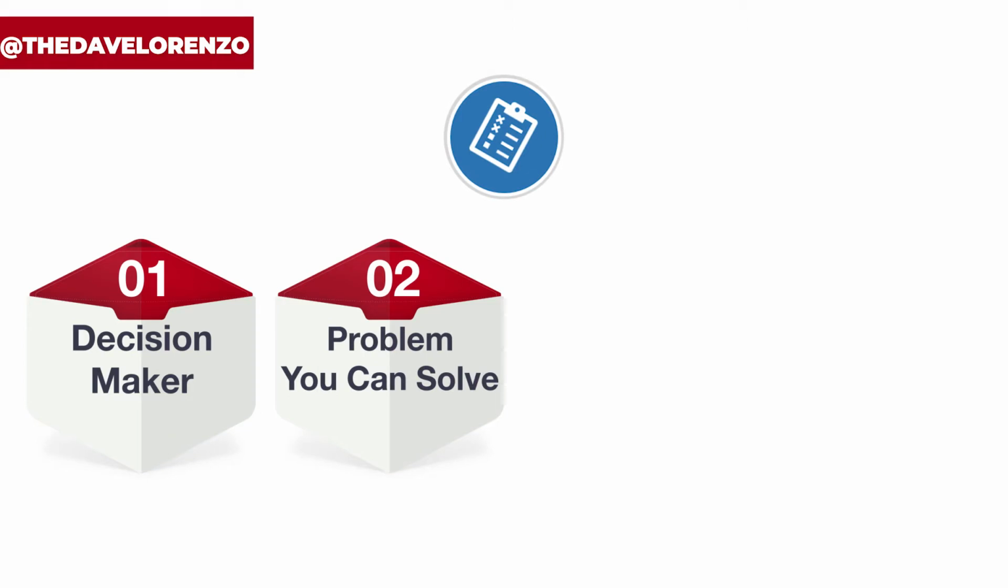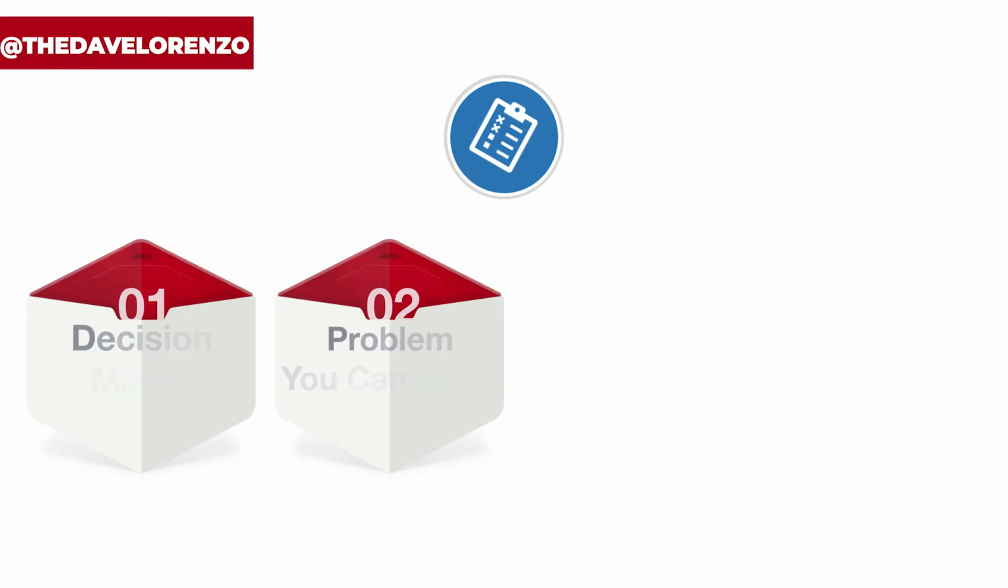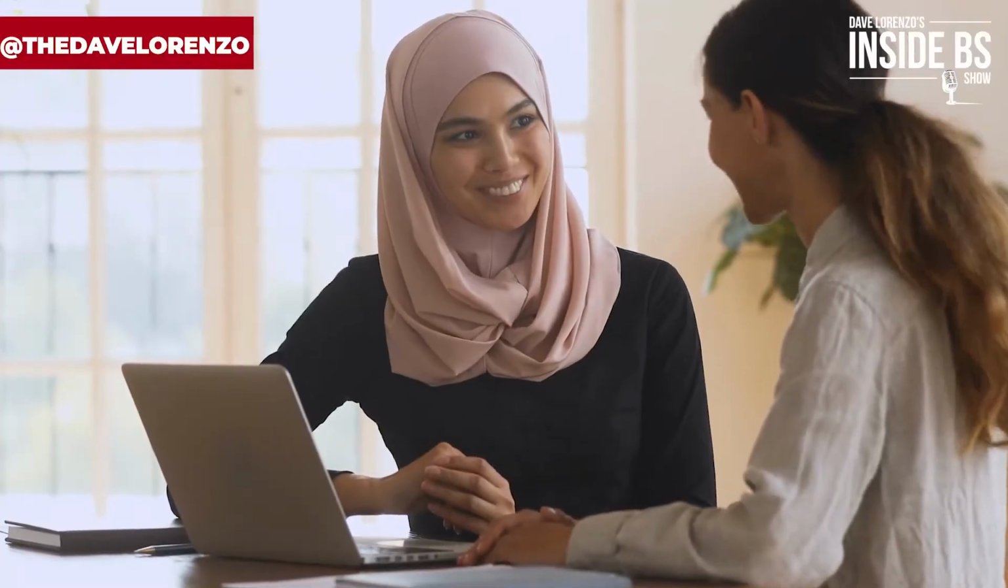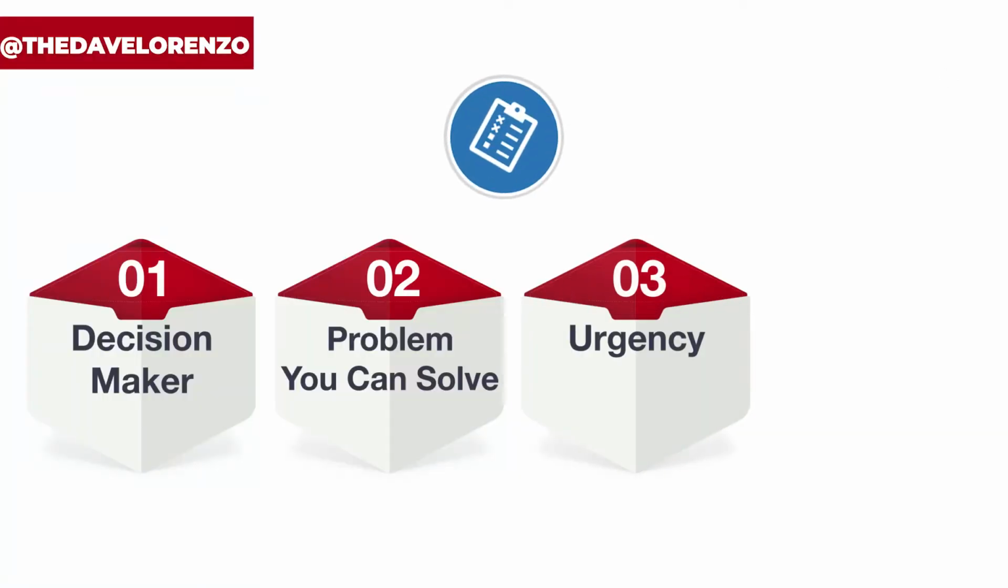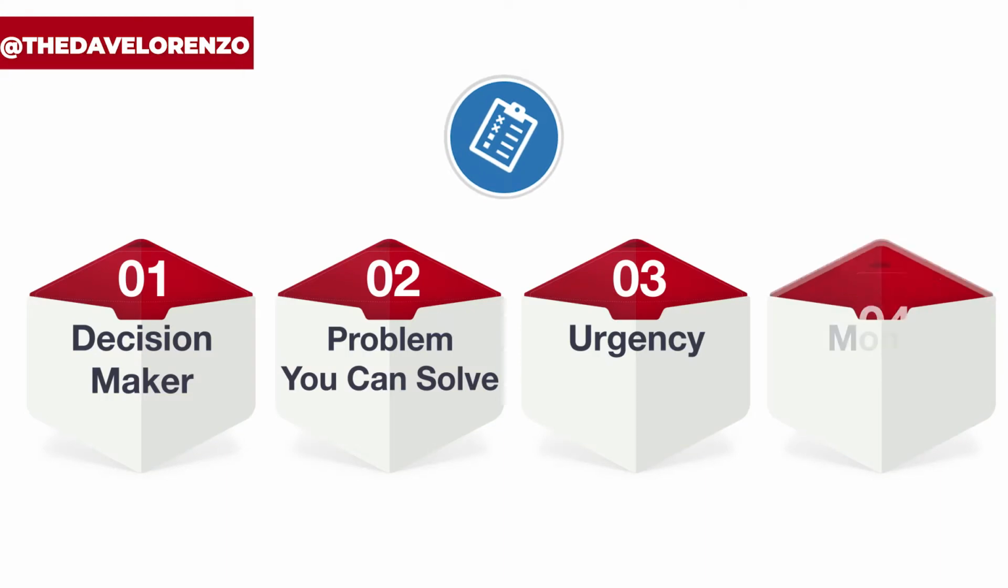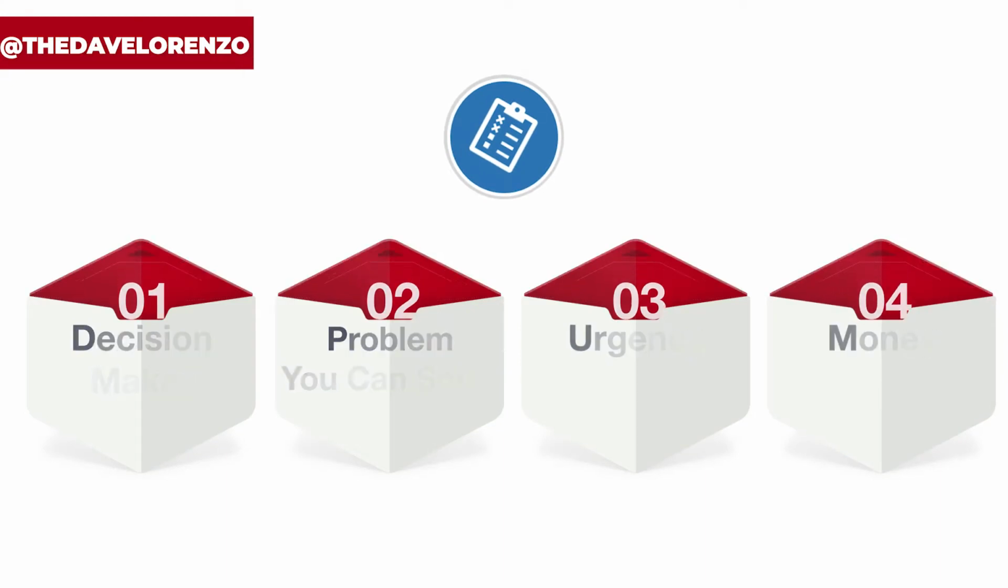The second thing we need to make sure of is the person that we're talking to has to have a problem that we can solve. If they don't have a problem we can solve, this whole thing is for naught. The whole thing is useless. The third thing we need to make sure of is they have to have urgency. They have to be ready, willing, and able to take action right now. And then the fourth thing, of course, they have to have the money. They have to be able to pay us. If they can't afford to pay us, then we'd be doing charity work. So those 4 things are critically important.